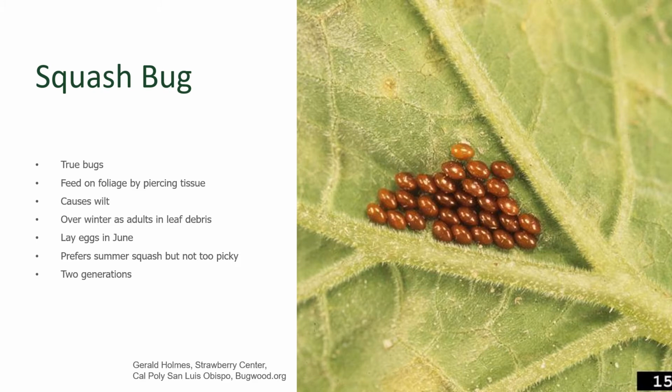The squash bug is not picky about what type of cucurbit plant it goes after, but it does seem to prefer some of the summer squashes. So you can start looking there, but don't leave the winter squashes or some of the melons and cucumbers off your list to check, because these bugs will take advantage of anything. There will be several generations per year. Two is typical.